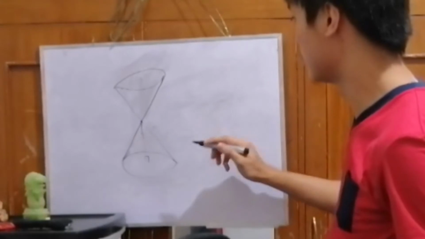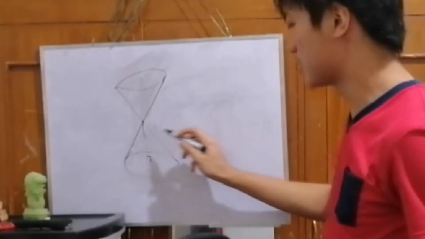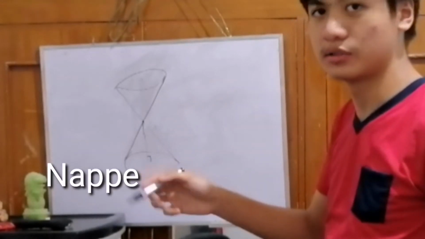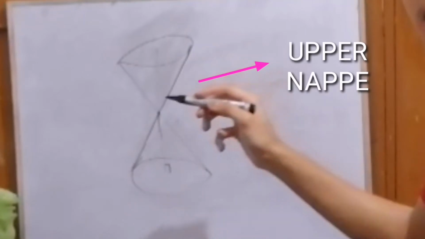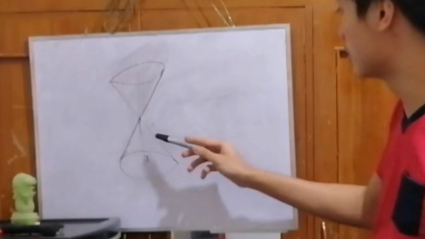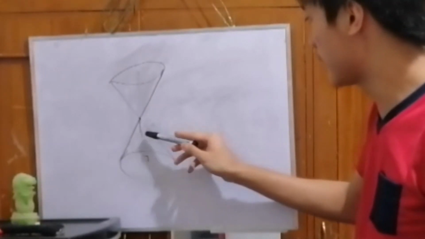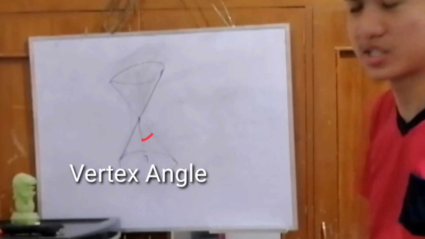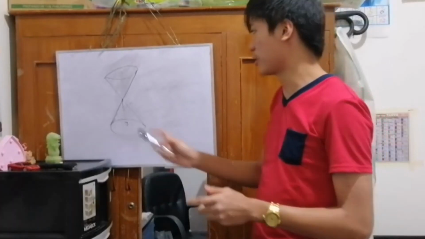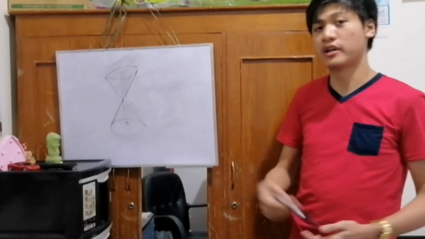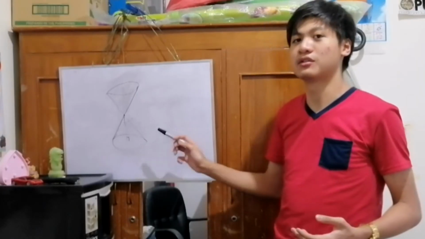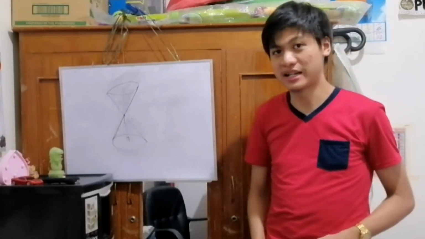And then the lateral surface of the cone is what we call the nappe. There are two nappes. The one above the vertex is what we call the upper nappe, and the one below the vertex is what we call the lower nappe. Also, the angle between the generator and the axis is what we call the vertex angle. So this is the vertex angle. Now, this is very important for you to learn because we're going to use this later on as we tackle conic sections. We just tackled right now the formation of the double right circular cone.